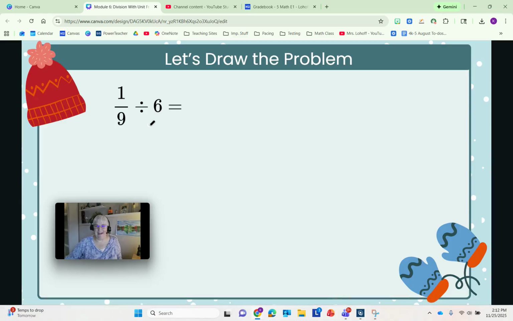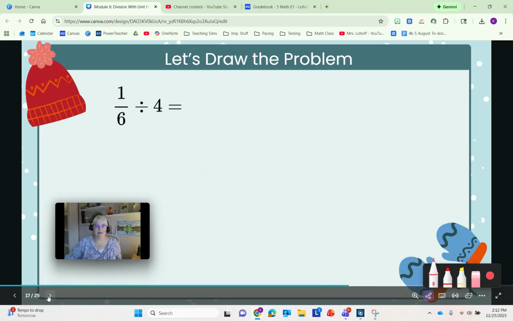Take a minute to figure it out. 1/9 divided by 6. Well, we're going to take these numbers and multiply them, keeping 1 as the numerator. 9 times 6 is 54. So 1/9 divided by 6 is 1/54. It looks like a bigger number, but remember, it means we're cutting it into smaller pieces. We're not cutting it into 9 pieces. We're cutting it into 54, which is even smaller.